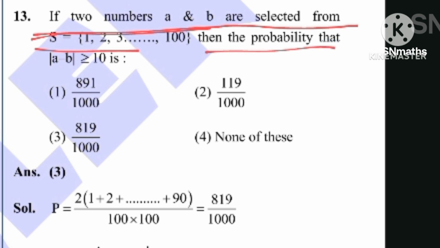Now S is equal to... two numbers are selected, the sample space is 100 squared, so 1000. Now the probability that modulus of a minus b is greater than or equal to 10, that means 2 of 1 plus 2 plus 3 plus so on to 90, that is equal to 819. The answer is 819 by 1000.